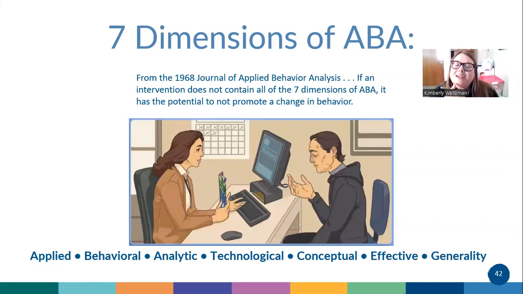A little bit more background about what is ABA. This all comes from the original 1968 Journal of Applied Behavior Analysis. And it finds that if the intervention that you're working on with your client doesn't contain all seven of these dimensions, it has the likelihood to not promote a change in behavior. So if you're coming from an applied behavior analysis approach, your intervention needs to be applied, behavioral, analytic, technological, conceptual, effective, and have the concept of generality. So we'll talk about each one of these. And I would encourage you, as I talk about these seven dimensions, to think about interventions that you're already doing. And are they meeting these seven criteria?